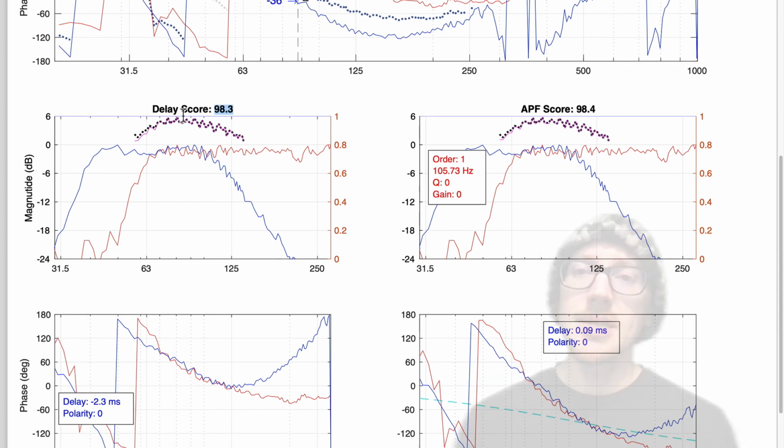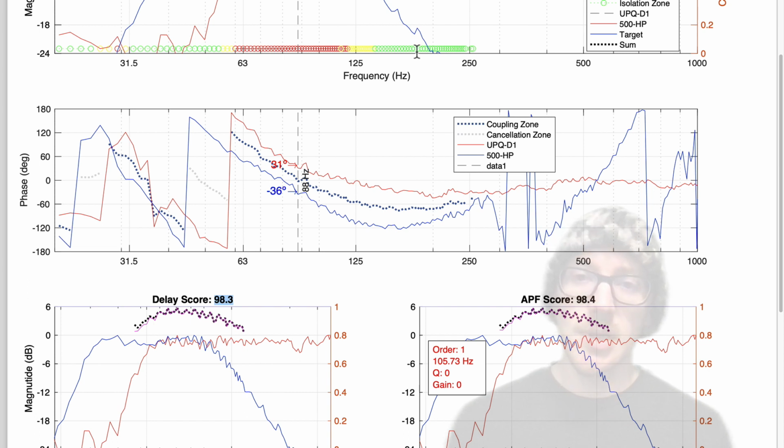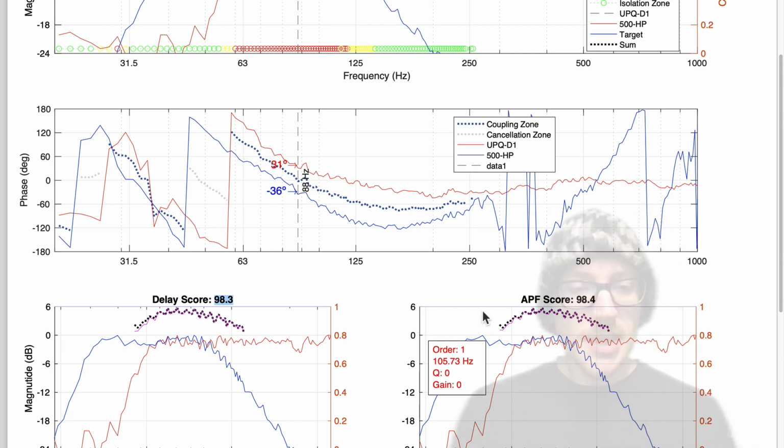The thing to keep in mind is that the robot is not just taking one frequency into account. It's looking at the entire crossover region, and it's using some weights based on Bob McCarthy's summation zones to then come up with a solution that it thinks is the best compromise. So what's this other thing over here?